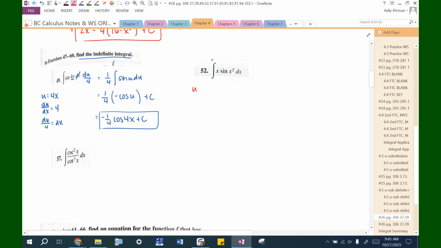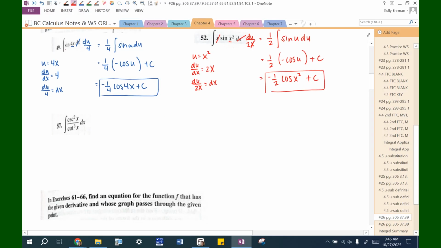For the next one, the u should be the angle x squared. Du dx is 2x. Du divided by 2x is dx. So let's sub that out. That's du divided by 2x. This x outside of the function cancels with this one, so u sub worked. So this is 1/2 times the integral of the sine of u du. That's 1/2 times negative cosine of u plus c. That's negative 1/2 times the cosine of x squared plus c.